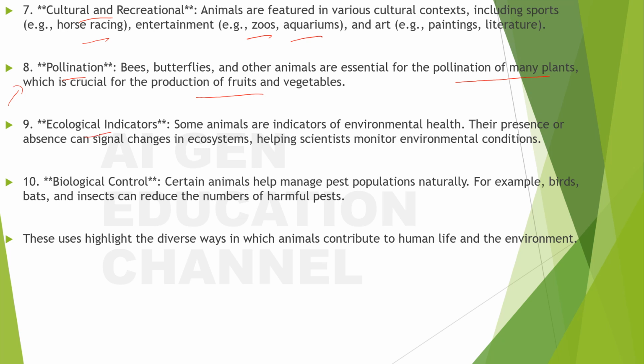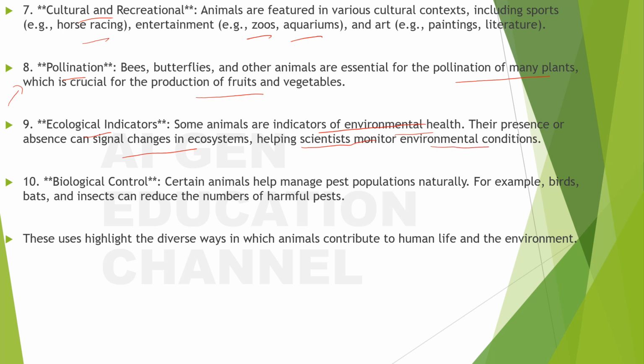Now, ecological indicators. This is something so important. Some animals are indicators of environmental health. What is that? Indicators of environmental health. Their presence or absence can signal changes in the ecosystems, helping scientists monitor environmental conditions.